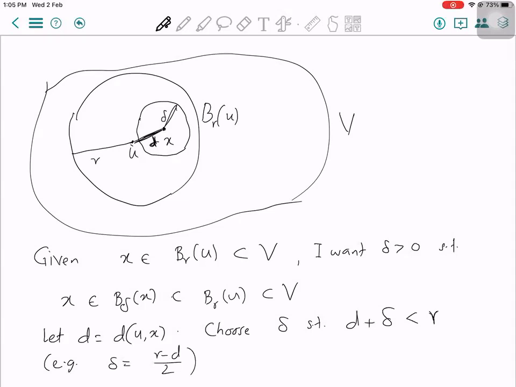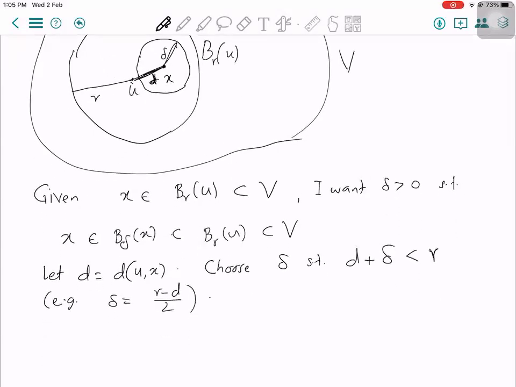Oh, by the way, how do I know that R is greater than D? I'm doing R minus D, no? Because X is in the ball. So X has distance less than R.